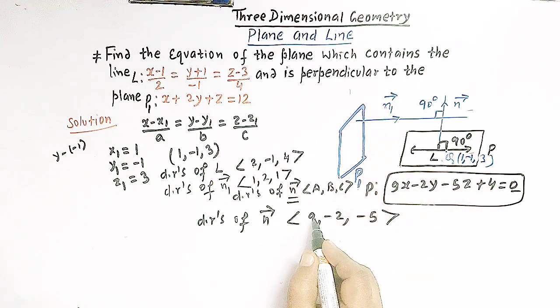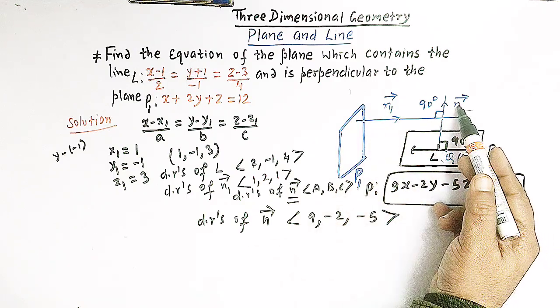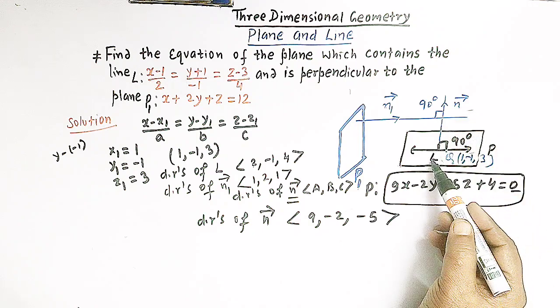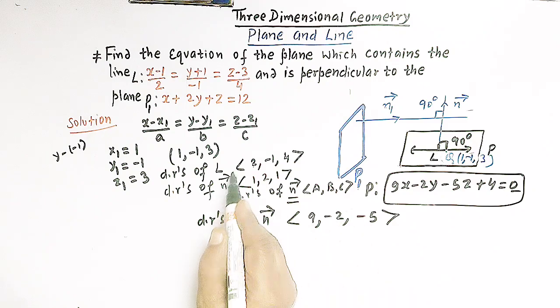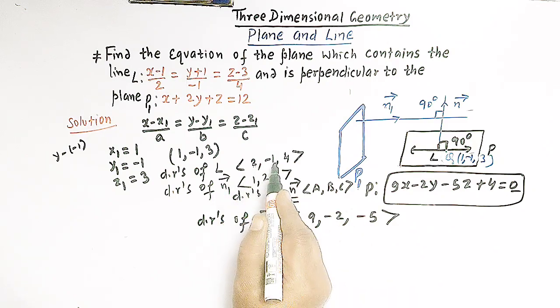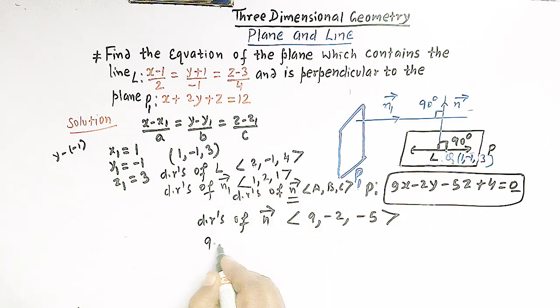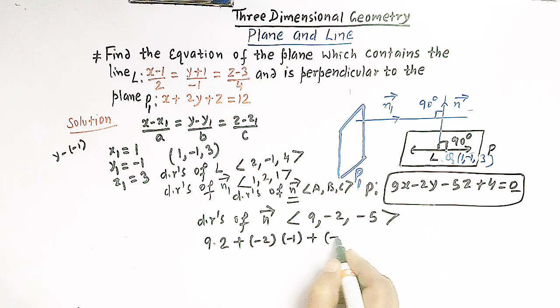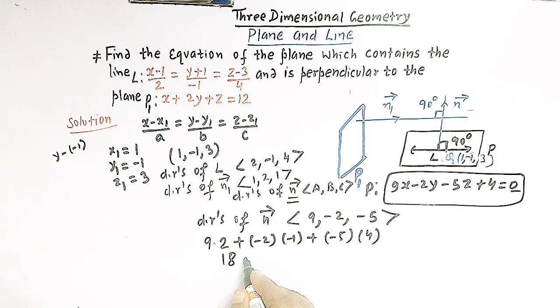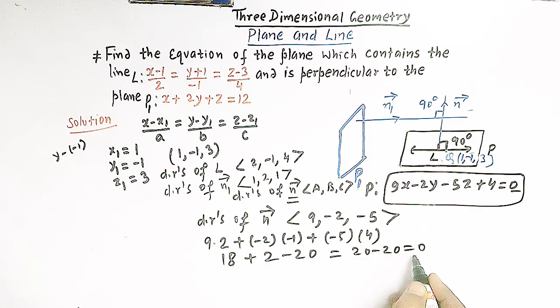So let us see the first case when vector n is perpendicular to the line L. So here we have 9, minus 2, minus 5, and here we have 2, minus 1, 4. So we can now write 9 times 2, and then we have minus 2 times minus 1, then we have minus 5 times 4. So this is 18, and here we have plus 2, and here we have minus 20. So this is 20 minus 20, that is 0, right?